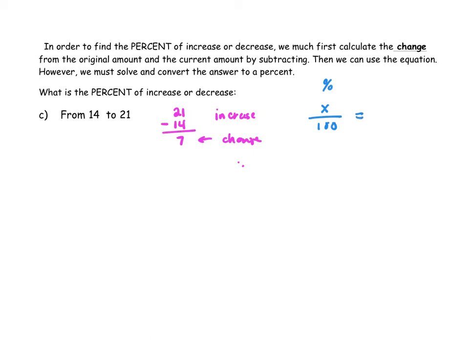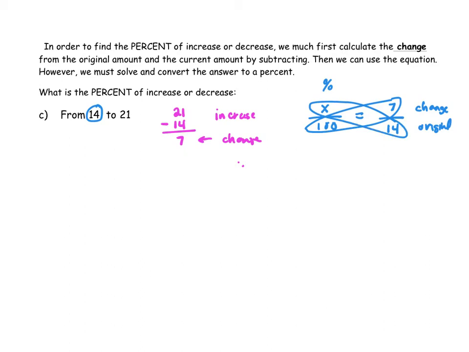Now, here's where it gets tricky. If you want to review and look back, we're taking the change divided by the original. So the change that we saw is 7, and then we're dividing it by the original. In this case, we started with 14. So we're going to put the change over the original. And we're going to cross multiply.